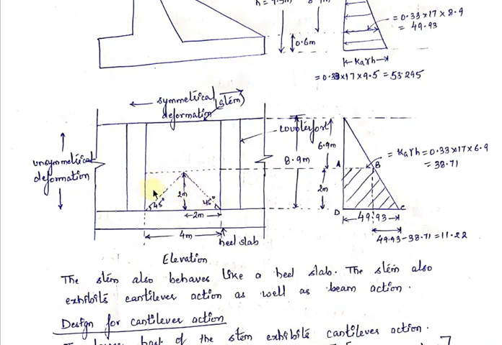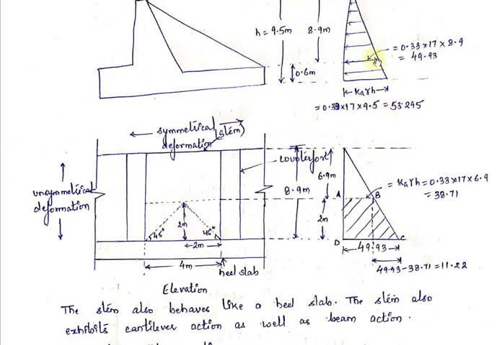So we will now consider this strip from the bottom of the stem. The width of the strip is 2 meters. So whatever load comes on this strip of the stem will contribute to the bending moment and shear force in the cantilever action. Now we need to find out how much force is acting on this strip.